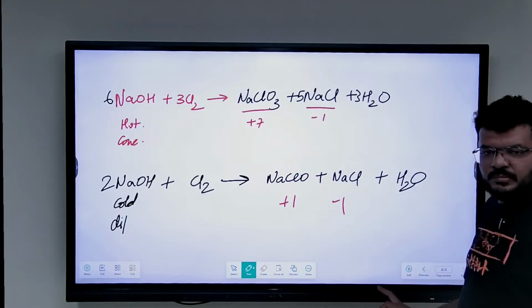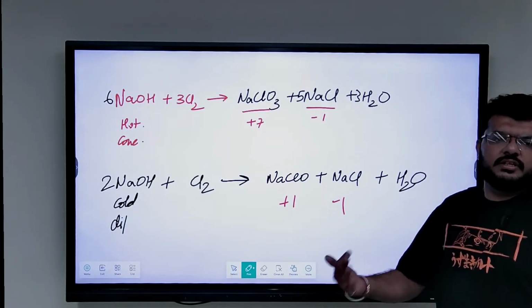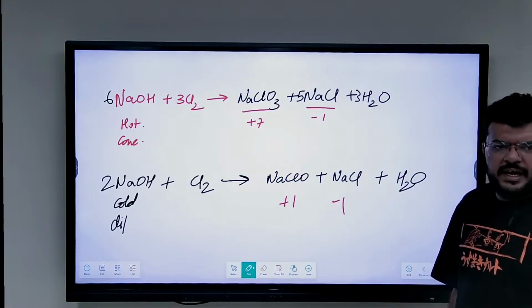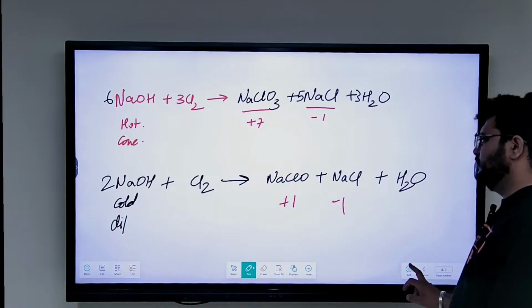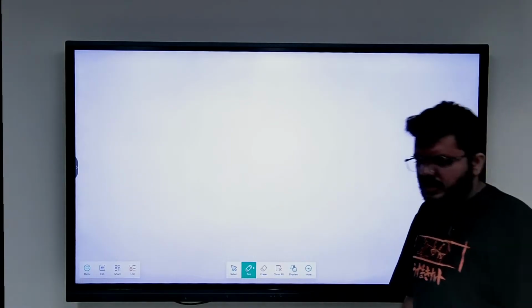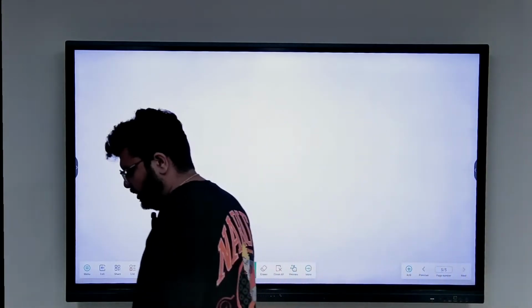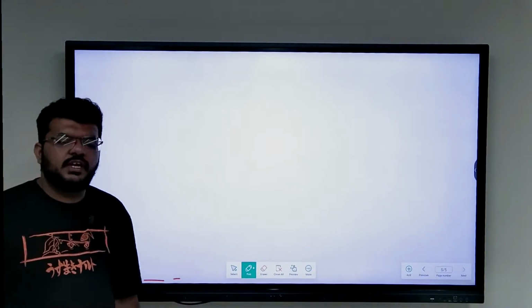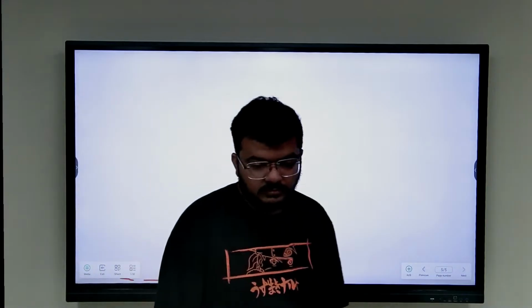Do you guys remember anything else that is important in this chapter? I don't. General definition of disproportionation. Disproportionation definition, that what is disproportionation, right? After redox, what do we have? Enthalpy.